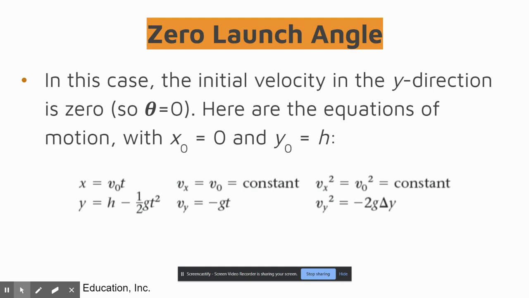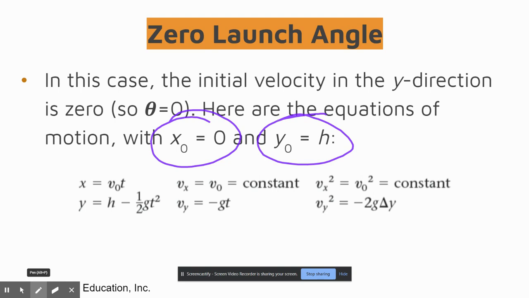With a zero launch angle, the initial velocity in the y direction is going to be 0, and that's because theta is equal to 0. That makes sense. So there won't be any velocity in the y direction. When that is the case, we are going to have to make a couple more assumptions. And that is that the initial x position is 0 and the initial y position is whatever the height is. So if we went back to the picture we were just looking at, it would be the height of the ladder or of that cliff.